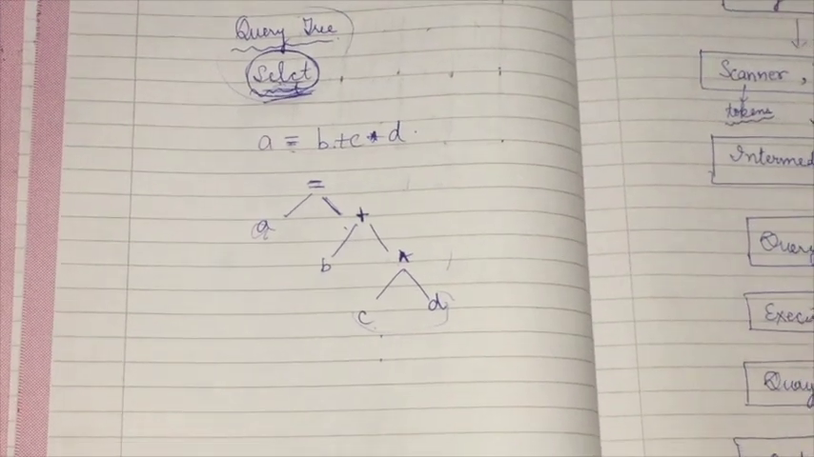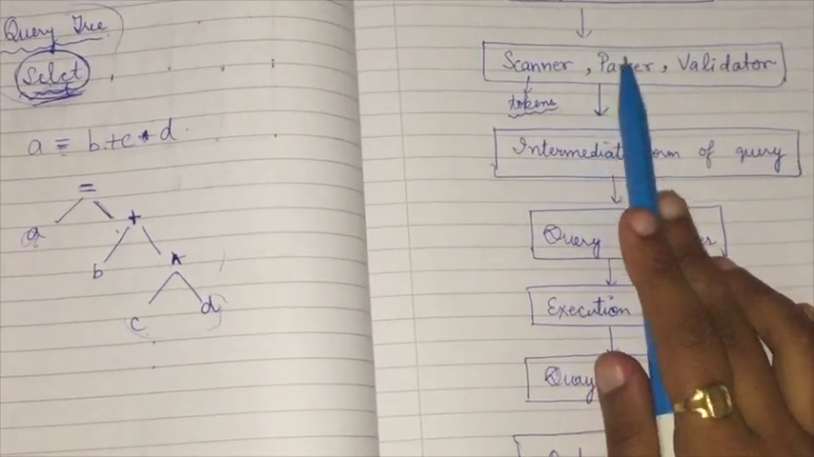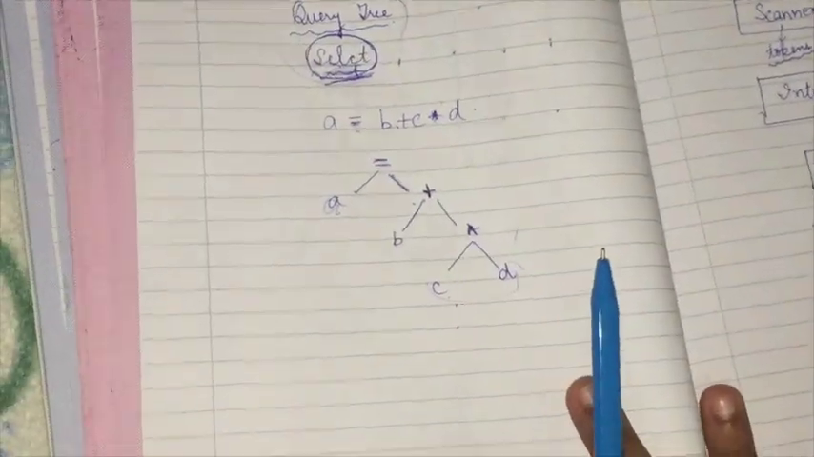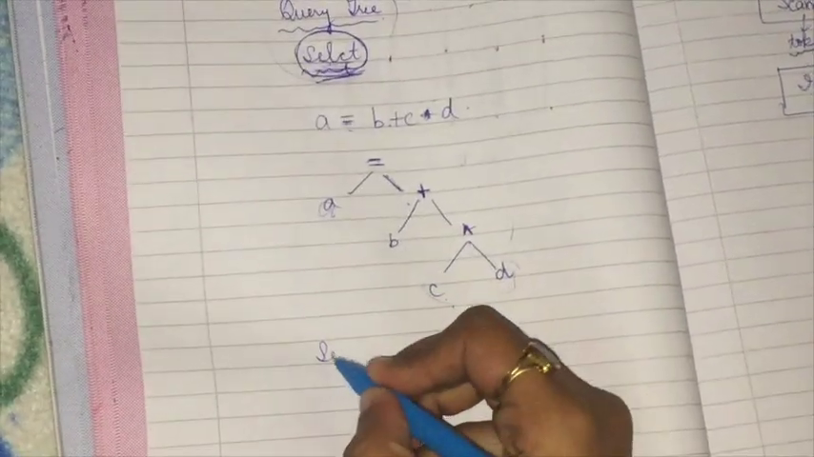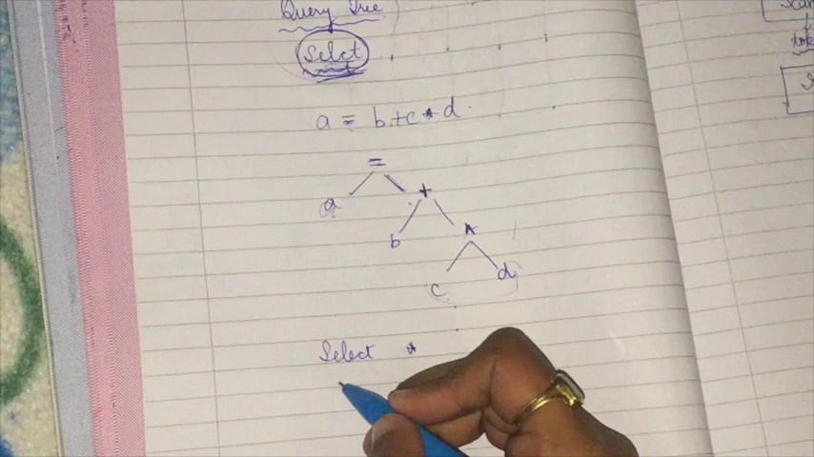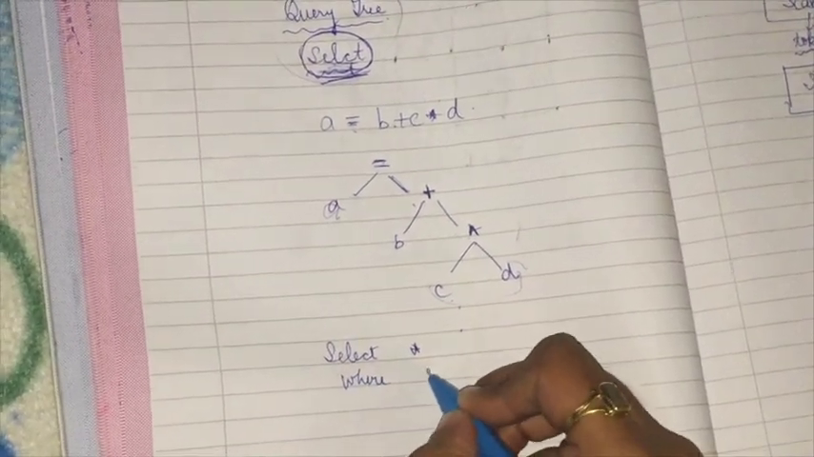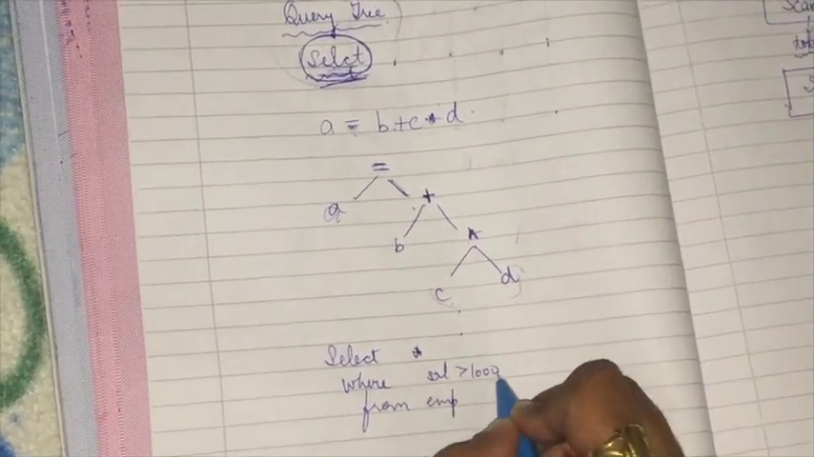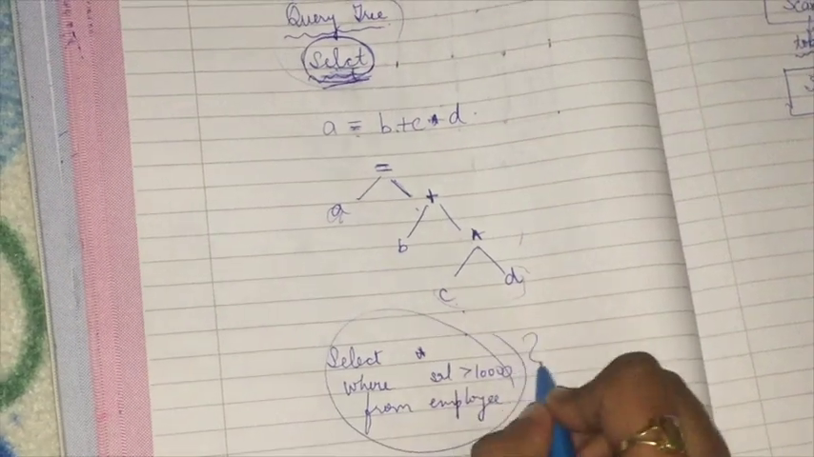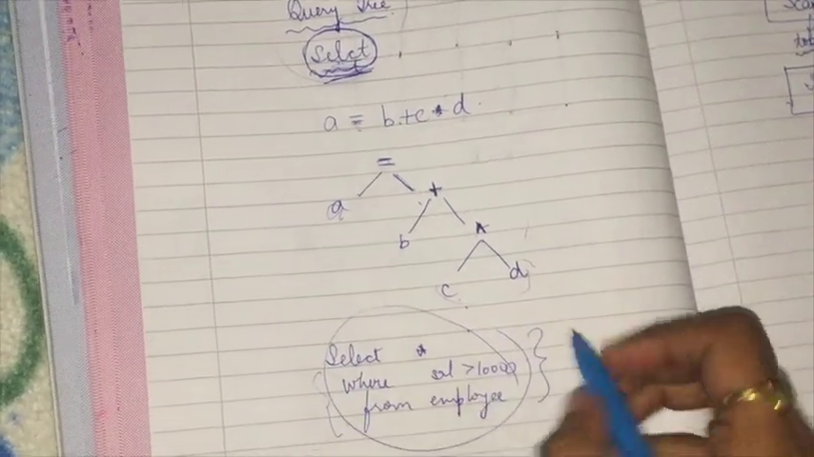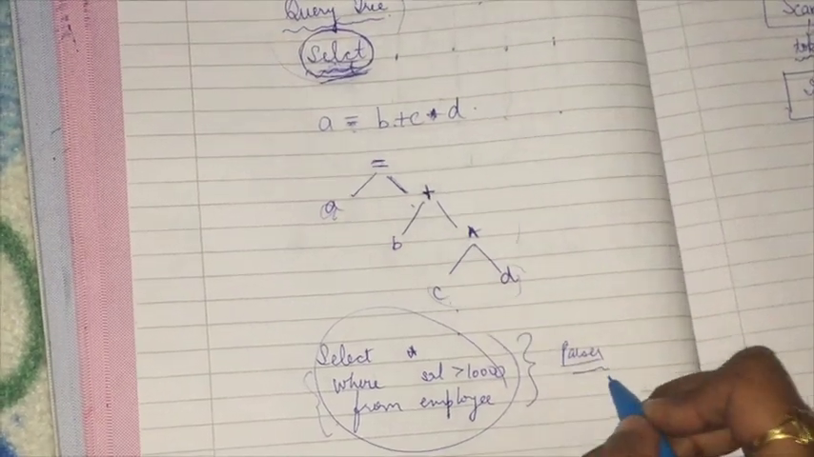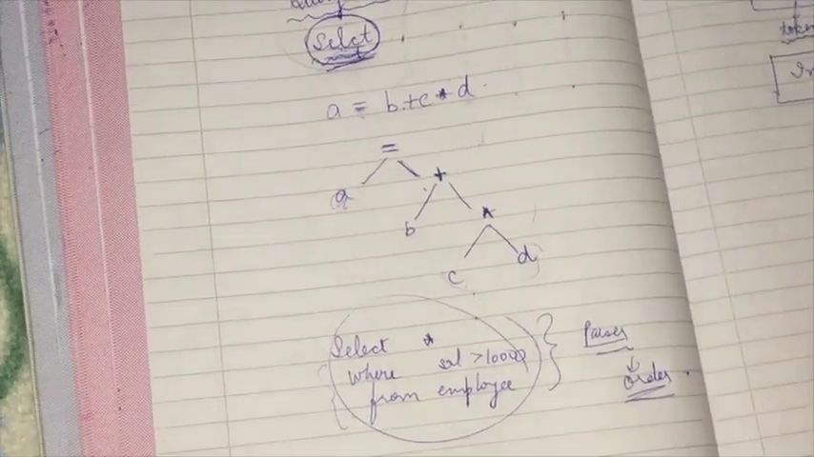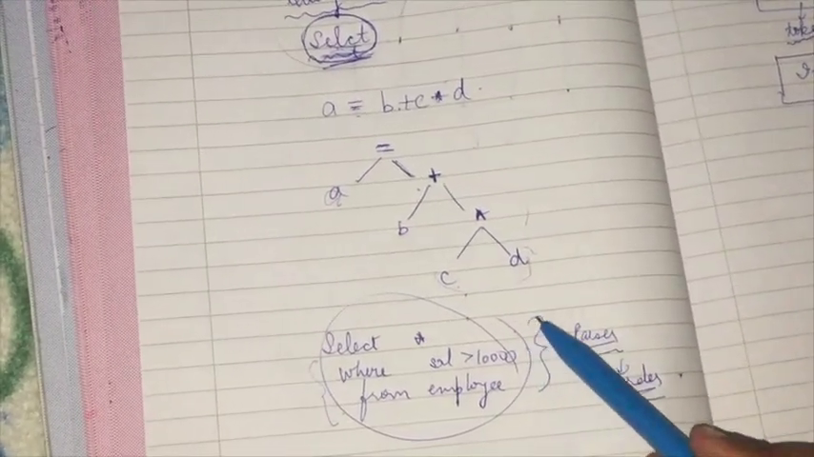Then comes the role of the parser. Now what does a parser do? A parser checks whether the sequence in which the query tree has been made is correct or not. For example, I have a query select star where salary is greater than 10,000 from employee. So this is not correct. How do I know this is not correct? Because this is checked by the parser. That is, it checks whether my tree is in the correct order or not. The tree will be formed, but I know that the tree is in the incorrect order, so an error will be generated.